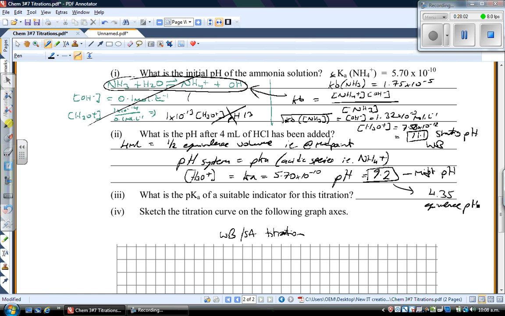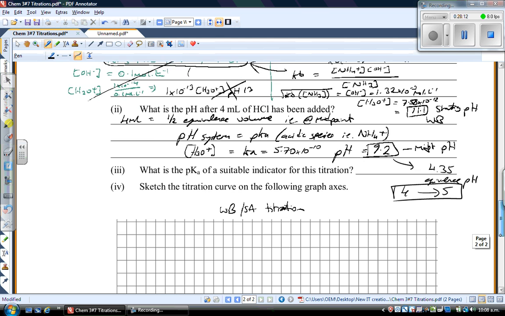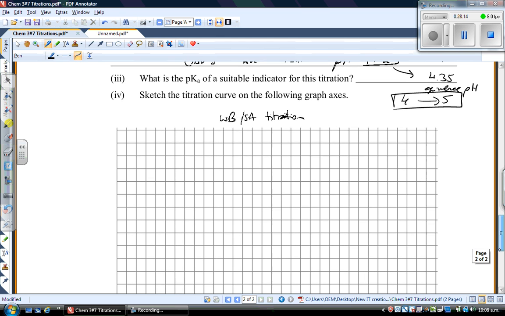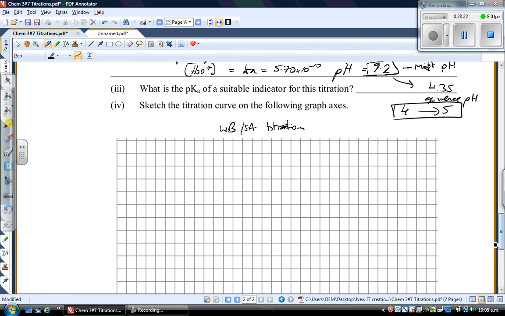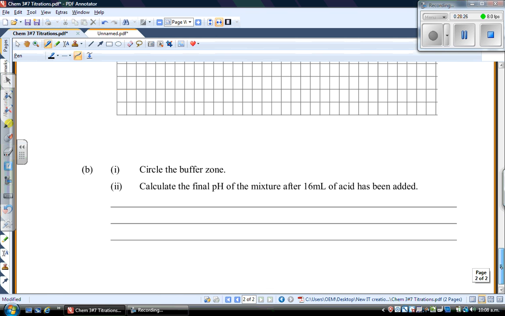So you need an indicator with a pKa of anywhere from 4 to 5. That should be a good pH indicator for this equivalence point. So the equivalence point pH is about 4.35, and we have everything except the final pH of the system. So before I do part 4 here and sketch the curve, I just want to work out the final pH of the system, which is the question down here, part 3.